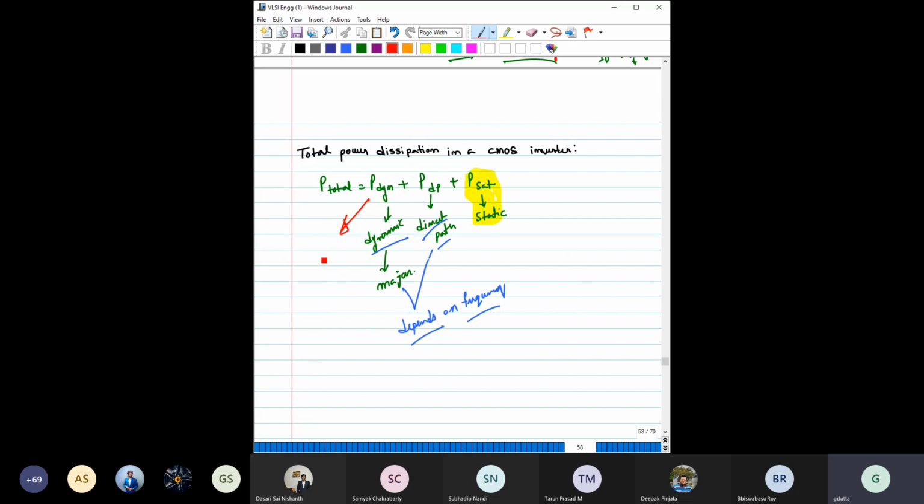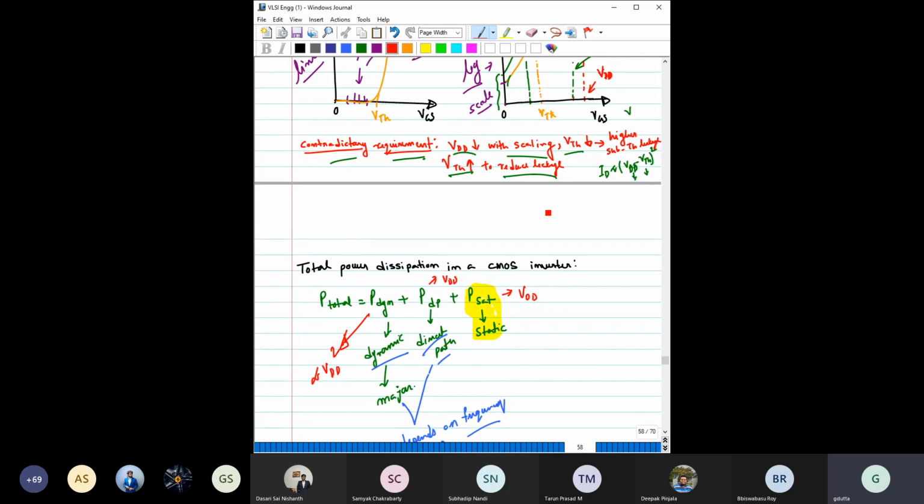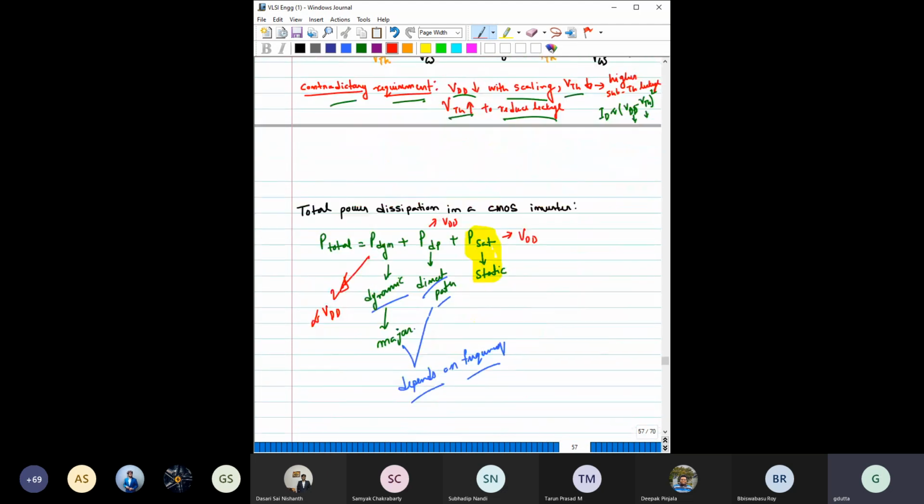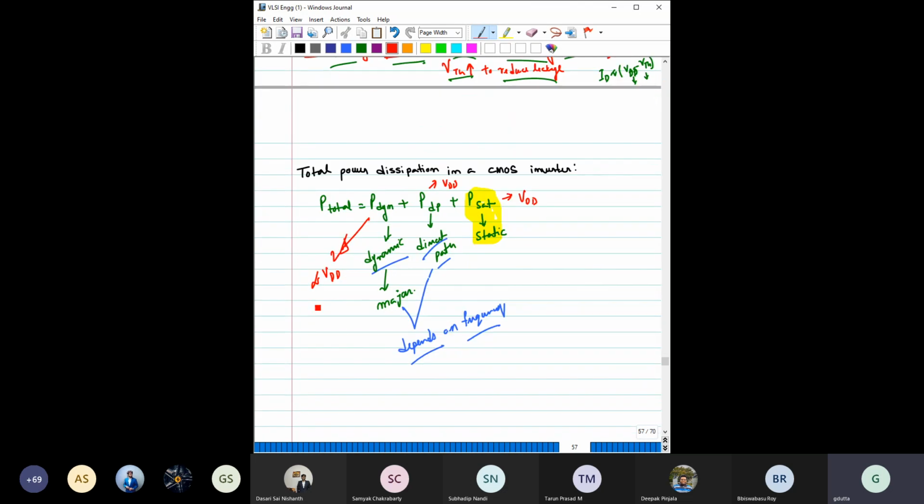This dynamic power dissipation is proportional to VDD square. This is proportional to VDD, and this P static is also proportional to VDD only, because it is basically the leakage current. If you have to see the power dissipation, then you have to find VDD times the total leakage current, right? So that way you can have some idea in your mind, for designing something, which one would be important. If you have to scale down VDD, which power is going to play the major role and all this stuff.